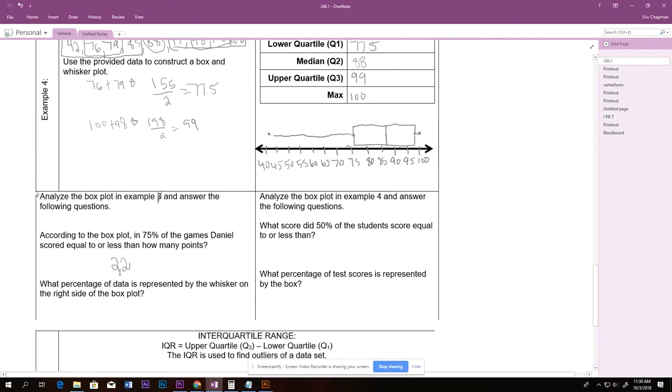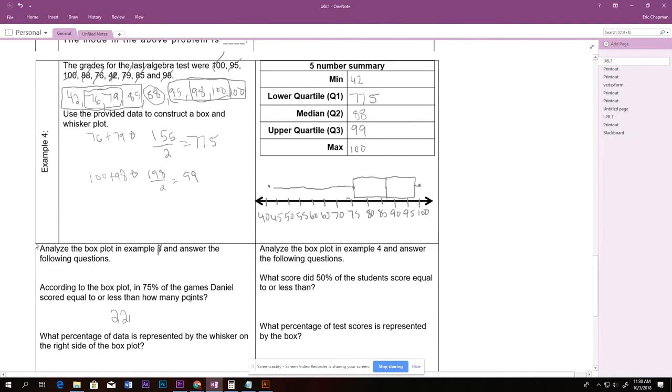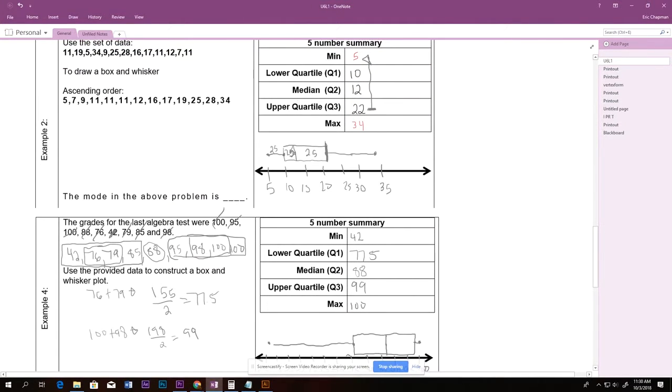Okay, what percentage of the data is represented by the whisker on the right side of the box plot? So the right side is 25%.